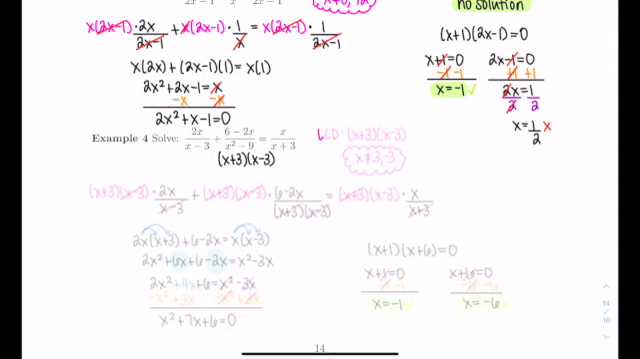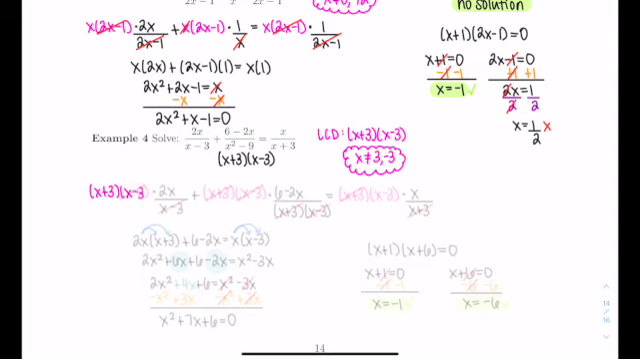And this will help us find our LCD. Our LCD is going to be x plus 3 and x minus 3. And so I have two values of x I can't have because they would create 0 in the denominator, and that's 3 and negative 3. So I'm going to multiply every single piece by my LCD of x plus 3, x minus 3.